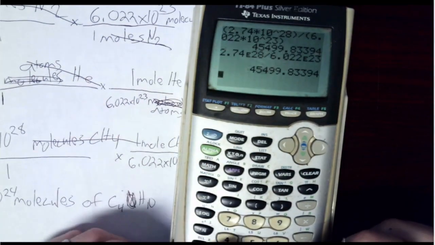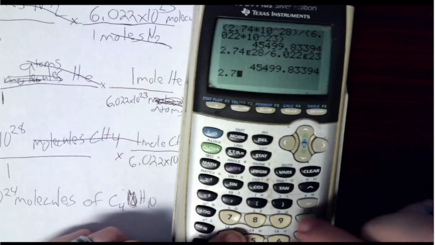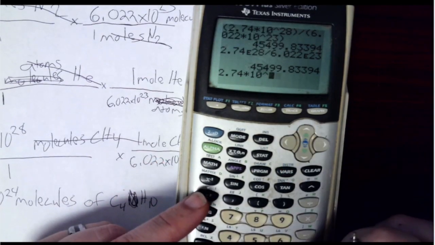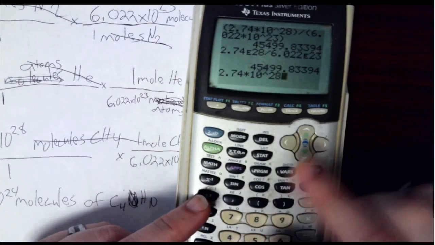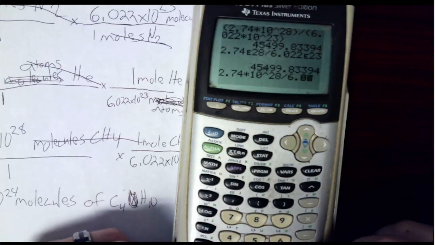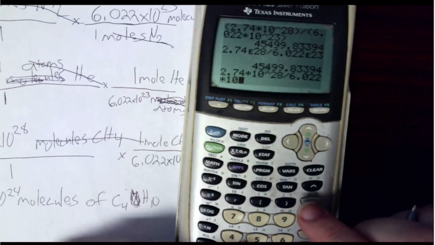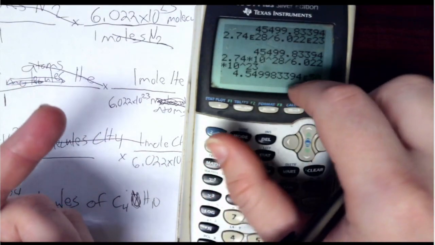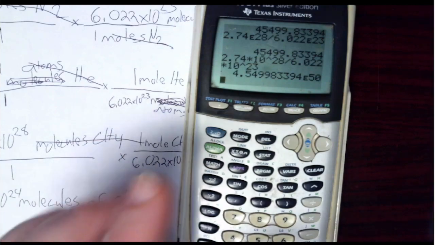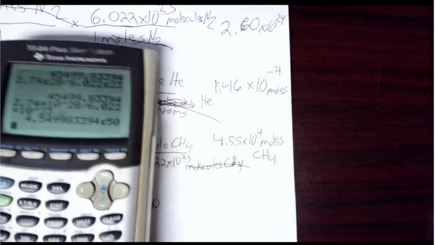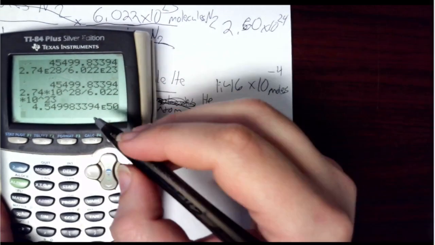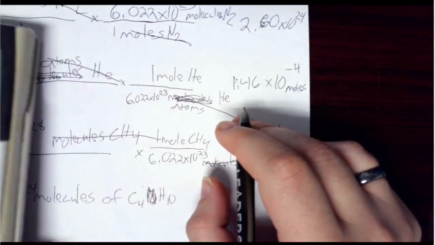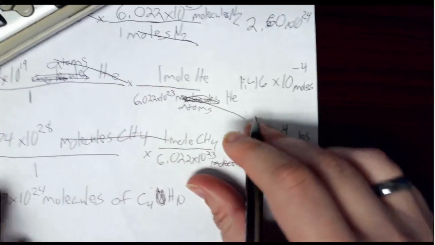However, if I type this in like this, without the parentheses, 28 times 10 to the 23rd, notice it is a very big number. Much, much bigger than this number. Instead of 10 to the 4th, it's 10 to the 50th. So be careful. Last problem.